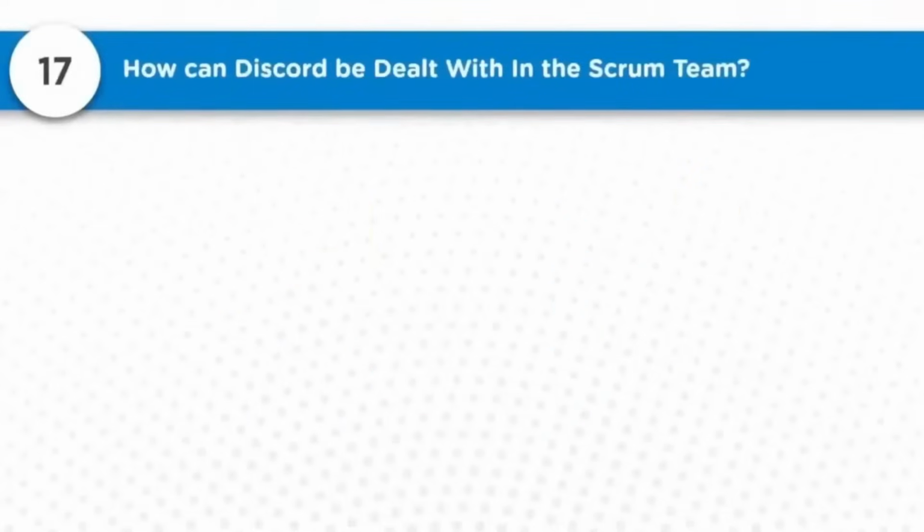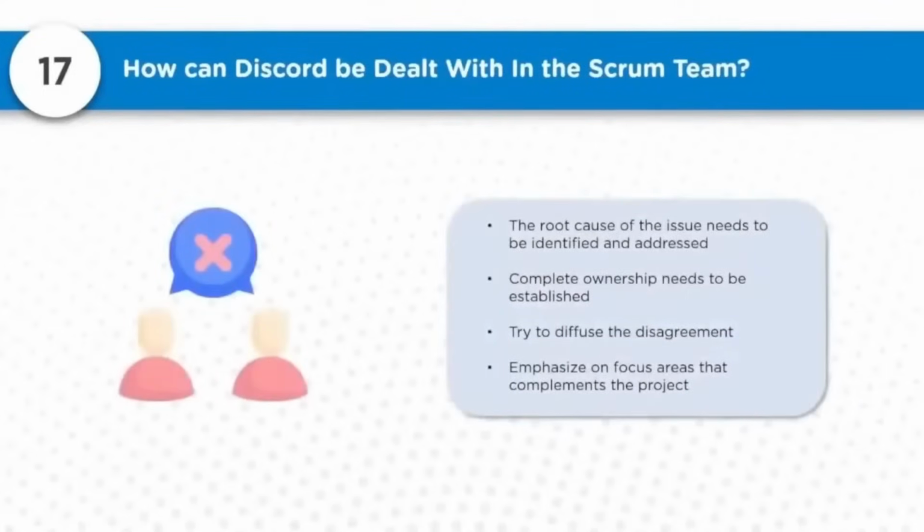Question number 17. How can discord be dealt with within the Scrum team? Now the root cause of the issue needs to be identified and addressed. Complete ownership needs to be established when you deal with this and try to diffuse the disagreements. So emphasize a focus area that complements the project. So when we take up any of the discussions, any of the opportunities or any actions we take, everything should be revolving around the ultimate objective of whatever we are doing.